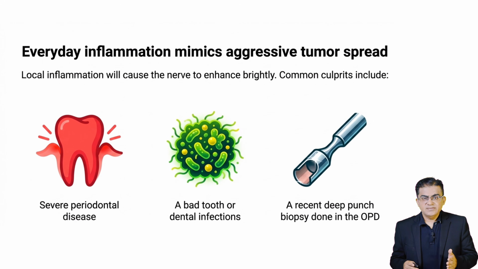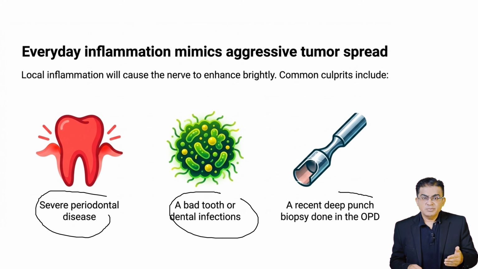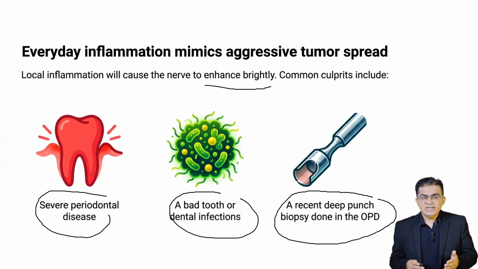If your patient has severe periodontal disease, a bad tooth, dental infections, or if you just did a deep punch biopsy in the OPD a few days ago, that local inflammation will cause the nerve to enhance brightly on the MRI. To the untrained or inexperienced eye, this inflammatory enhancement looks exactly like aggressive perineural tumor spread and you report it as likely PNI present.